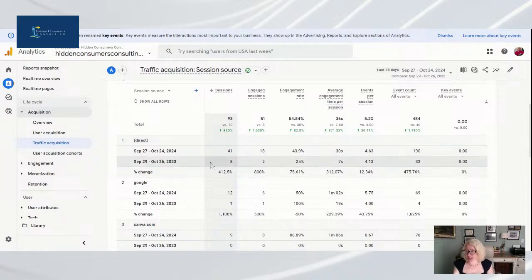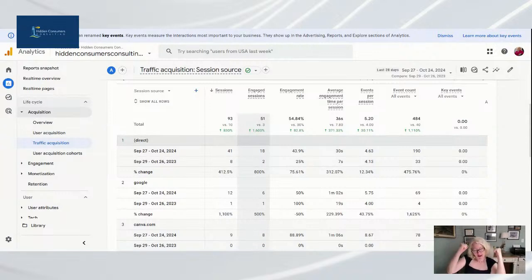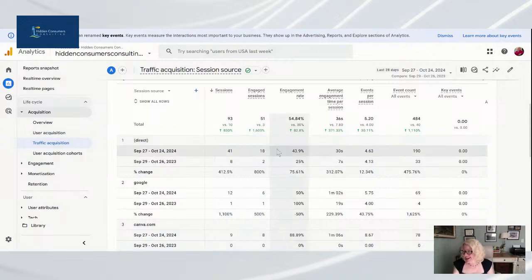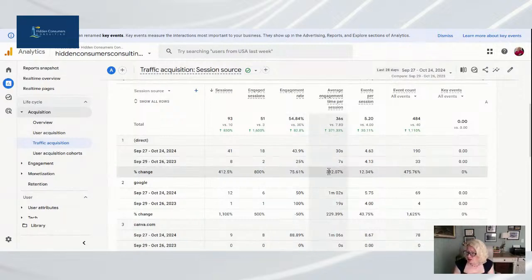My direct traffic is a 412% increase. My engaged sessions are up 800%. Actually, total engaged sessions, holy crap, are up 1,600%. That's phenomenal. I mean, 3 versus 51, woo! Gotta enjoy numbers. That's what I like. Come on. All right. Engagement time for my direct traffic is up 75%. Engagement time per session is up 312%.